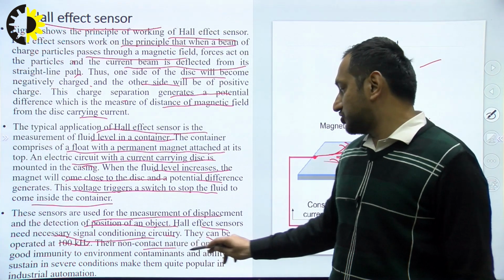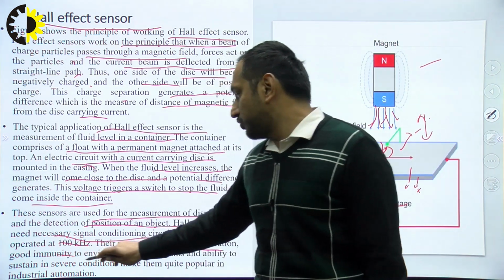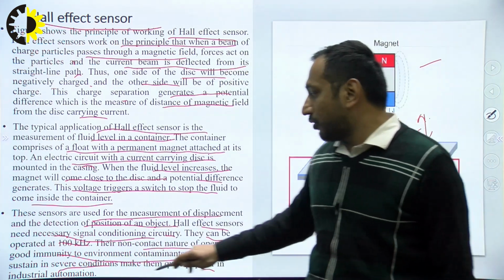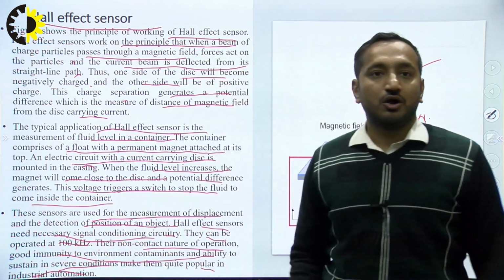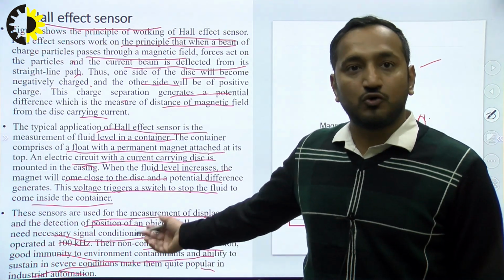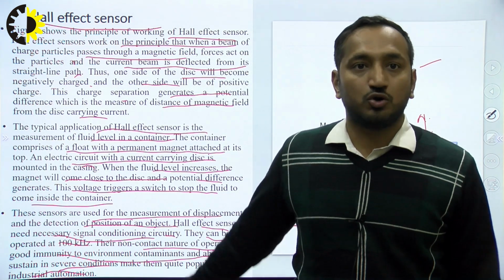Their non-contact nature of operation, good immunity to environmental contaminants, and ability to sustain severe conditions make them quite popular in industrial automation. So the best application of the Hall effect sensor, apart from fluid level measurement, is in the automation industries.